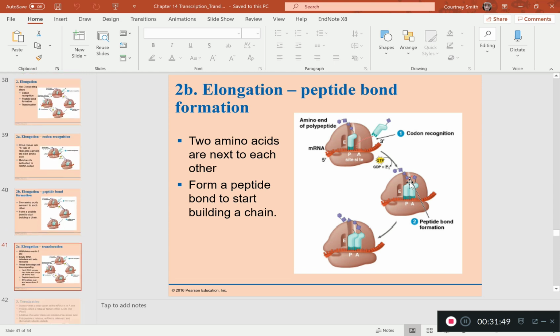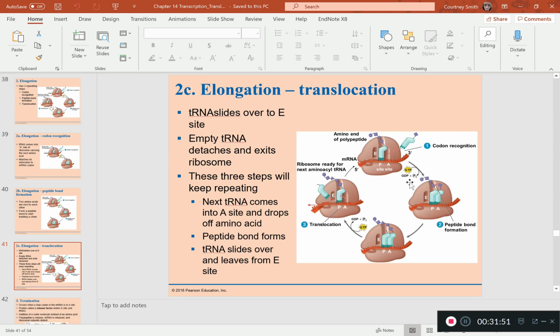And then we get something called translocation. After that peptide bond has formed, the P and the A site are occupied. But we need that A site open in order to come back and add more amino acids to our chain. So what's going to happen is that the ribosome is going to shift, and with it shifting, what is in the P site is going to go into the E site and exit, and then what was in the A site is going to go into the P site.